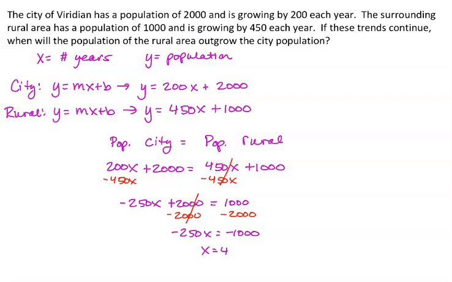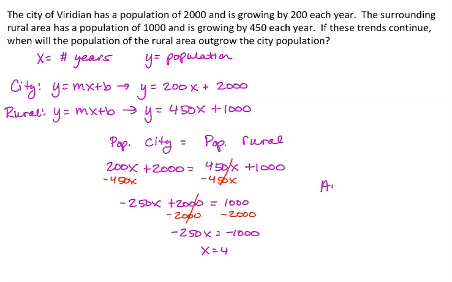So remember, x represents the number of years. So from these initial populations we were given, after 4 years, the populations of the city and the rural area will be equal to one another. When you get beyond 4 years, this is when the rural will have a larger population than the city.